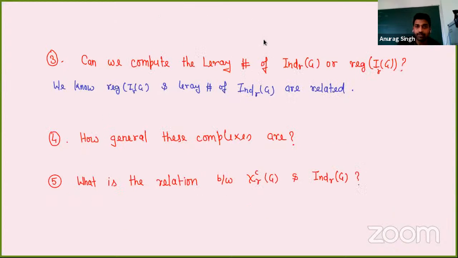And can we compute the Leray number of the r-independence complexes of graphs? Because this will help us find the regularity of the r-edge ideal, which is defined similarly to the edge ideal. And one more general question is how general these complexes are. In fact, for any given simplicial complex which satisfies certain properties, can you get a graph whose r-independence complex is homotopy equivalent to this simplicial complex? And the fifth question, which I told you we are working on, is that we are hoping to get some relation between the clustered r-chromatic number and the r-independence complex of graphs.